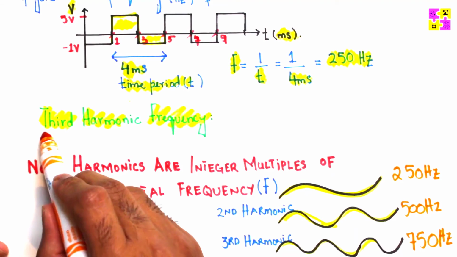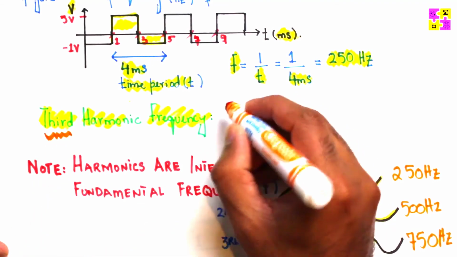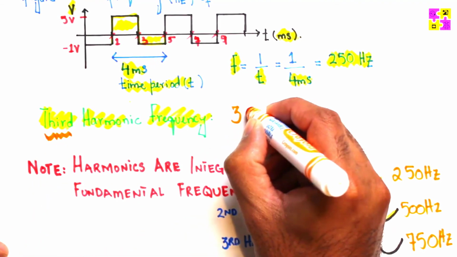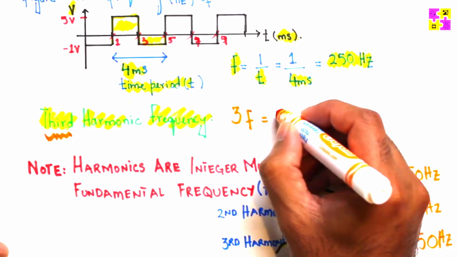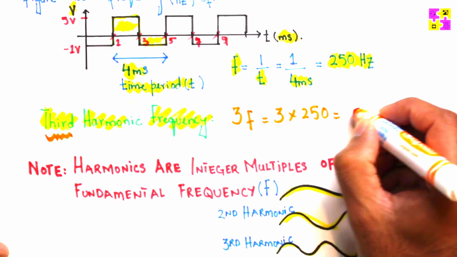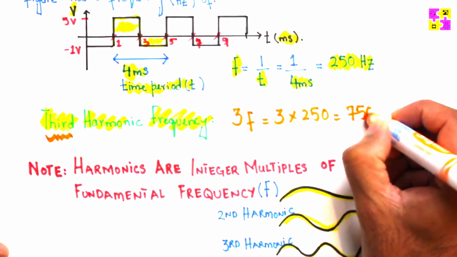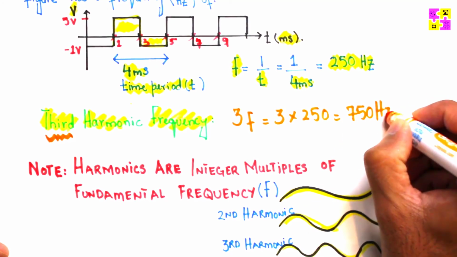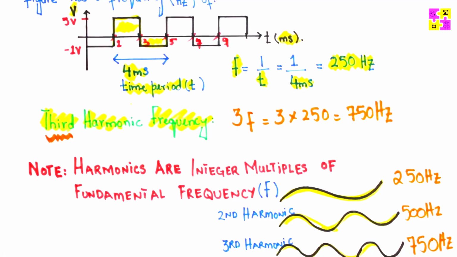Whatever you're looking for, in case you are looking for the third harmonic frequency, 3 times f, because f is 250, 3 times 250, and that is going to give you 750 hertz. That's the third harmonic frequency. It's pretty straightforward and very simple.